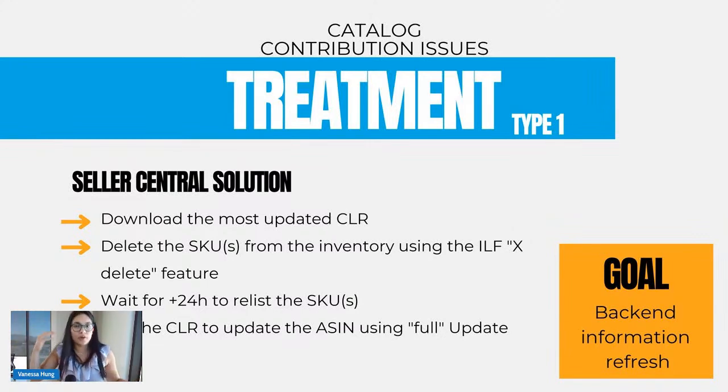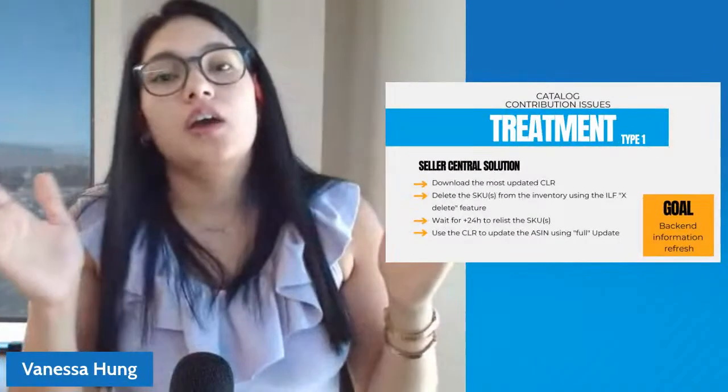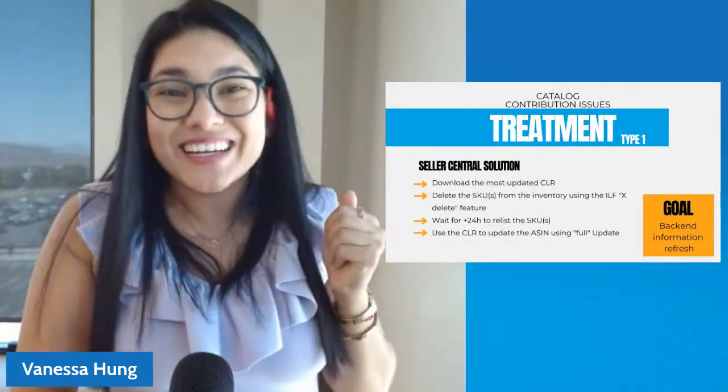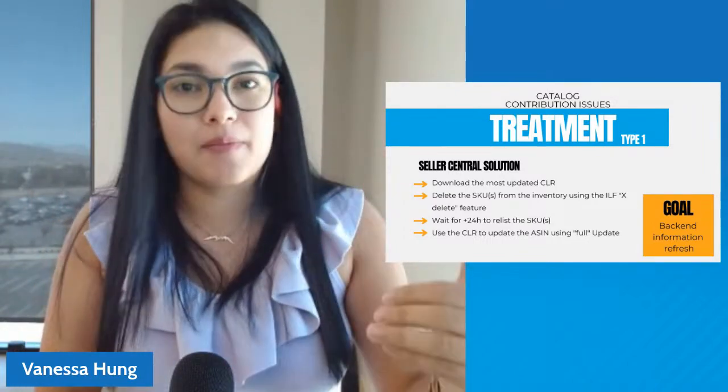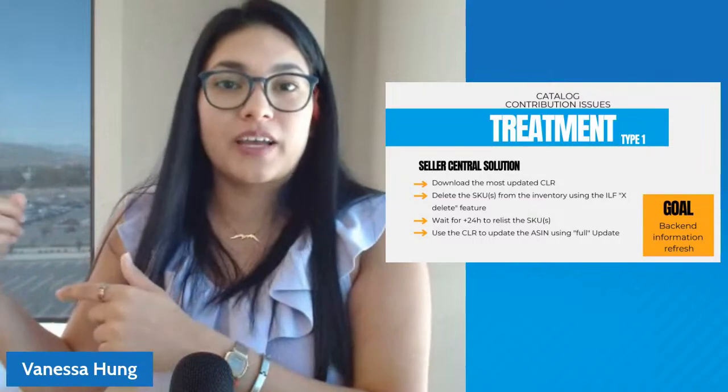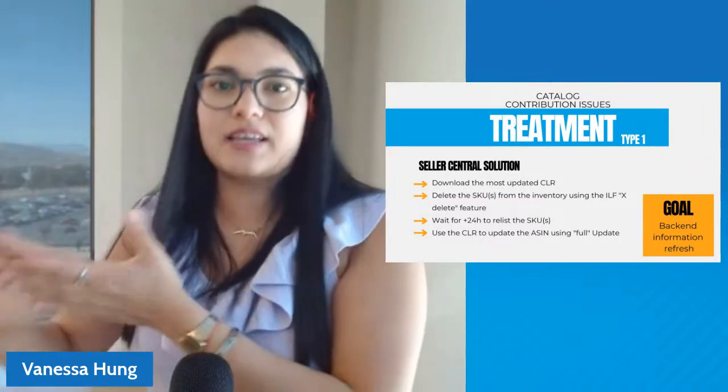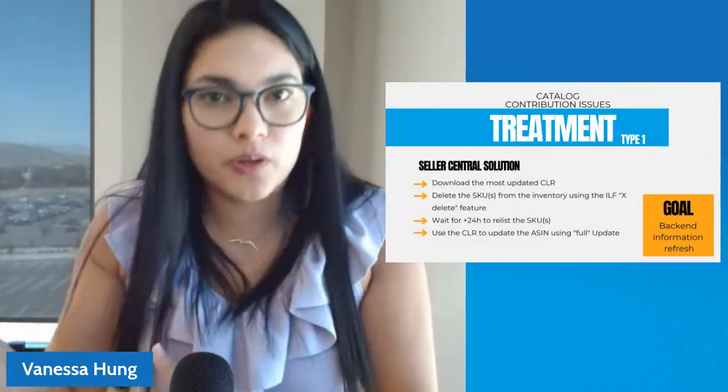And then uploading the category listing report with the change that we did to the ASIN. So for example, if we're trying to change the title, you're going to upload that in full update. I mentioned to you in the other session, in session number 2 for flat files, the difference between partial update and full update. Make sure you do full update. Okay, so that's what we're going to do. Again, what we did here was delete the ASIN from Amazon's catalog, wait for the system to refresh so they see that this ASIN is not there anymore, and then upload again.